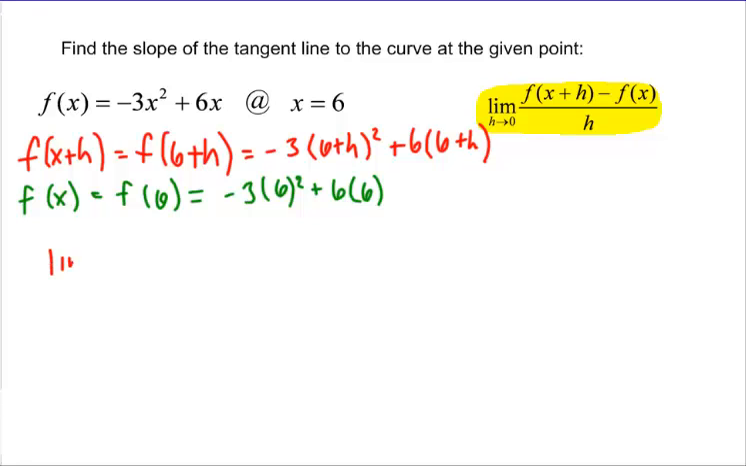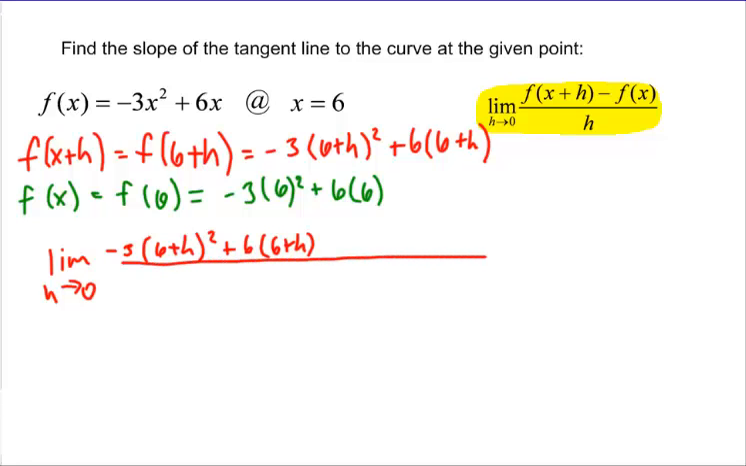So we're looking at the limit as h goes to 0 of the limit of negative 3 times 6 plus h squared plus 6 times 6 plus h minus the f of x part, negative 3 times 6 squared plus 6 times 6, all of that over h.